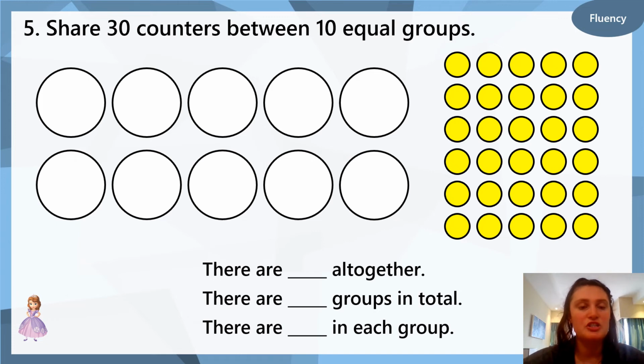Question 5. Share 30 counters between 10 equal groups. So you will have 30 counters and 10 circles for your groups. Share the counters so that each group has the same number. Let's answer the questions. There are blank altogether. There are blank groups in total. There are blank in each group. Pause the video while you finish your questions.